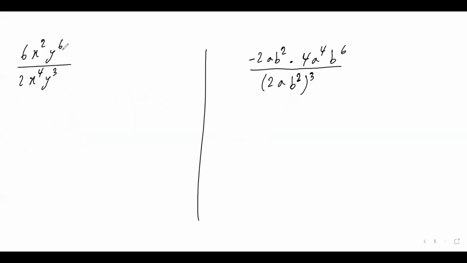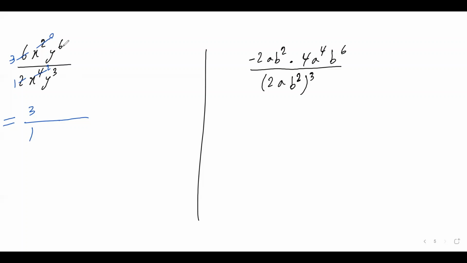6x squared y to the power of 6 over 2x to the power of 4 y to the power of 3. So we can just simplify the coefficients first. So 2 to the 1, 2 goes into 6 3 times. So I have 3 on the top, 1 in the bottom. So I have x squared divided by x to the power of 4. So this 2 cancels 2 of this 4. So I have 2 left over here, and this becomes 0.